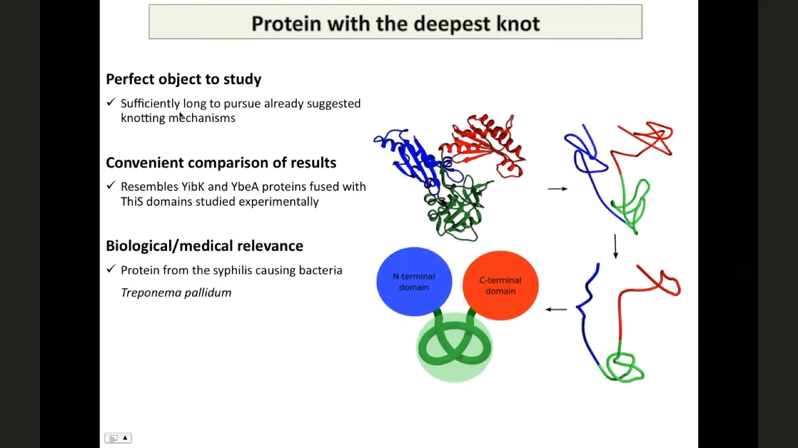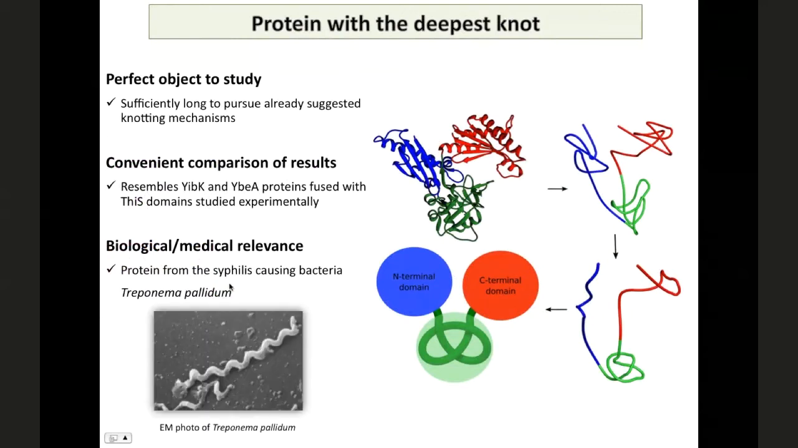We can, for example, compare these results to the results from Sophie Jackson and to this protein that was fused to this domain. And maybe understanding the folding of this protein will help us to understand some biological meaning of this protein that we still don't know, and maybe this will have some medical application.